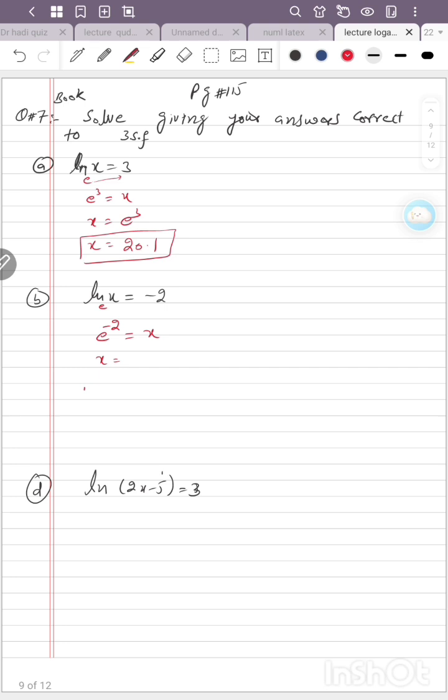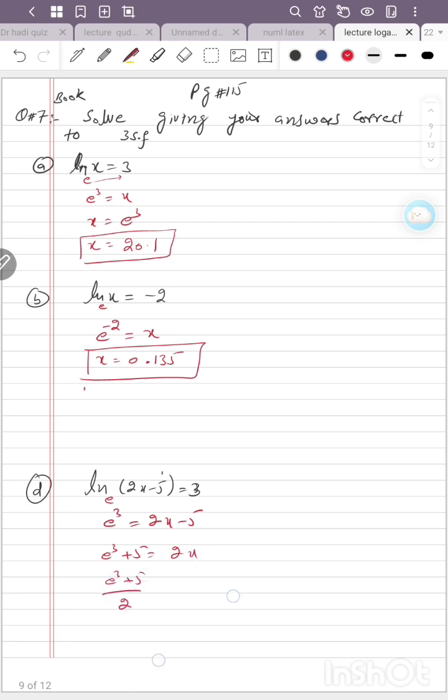By using the calculator, we got the answer 0.135. Now our part d is similar to the first two parts. Here e^3 = 2x - 5. Now e^3 + 5 = 2x, and the 2 will be divided on the other side.